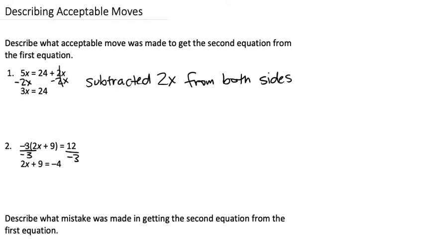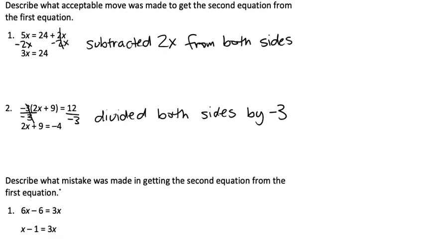And if I divide the left side by negative 3, the negative 3 goes away, and I'm left with what is in the parentheses, which is 2x plus 9. So for this one, we divided both sides by negative 3. And as you know, when solving equations, that is something you can do. You can divide both sides by the same number. Now we're going to look at problems that were done incorrectly.